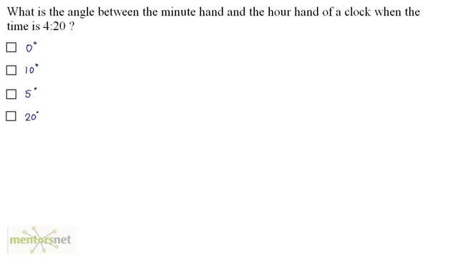What is the angle between the minute hand and the hour hand of a clock when the time is 4:20? Well, many people will mark the answer as 0 degrees because they would think that both the hour hand and the minute hand point to 4, but that is not the case. While this minute hand moves for 20 minutes, the hour hand also gets pushed forward. So approximately this will be the position of the hour hand, and we'll have to calculate this angle.